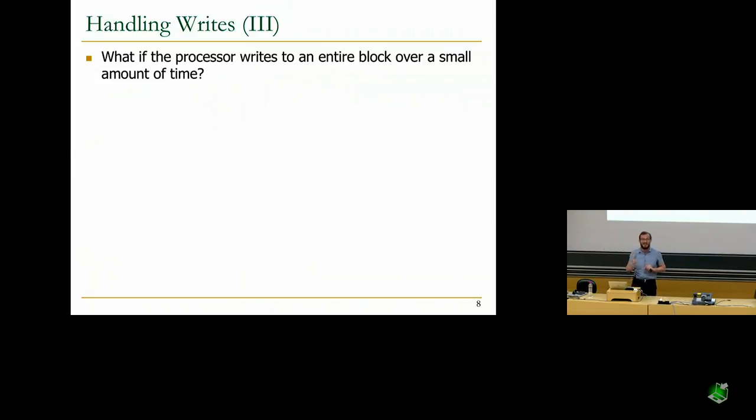There is no instruction that writes an entire 64 bytes. Instructions operate on the granularity of the register widths, right? So you write only 4 bytes. But let's assume that you're writing to all 16 of the 4-byte words in a 64-byte cache block. That's called a streaming write. Essentially, you're streaming through memory. Again, copying one array to another is an example.